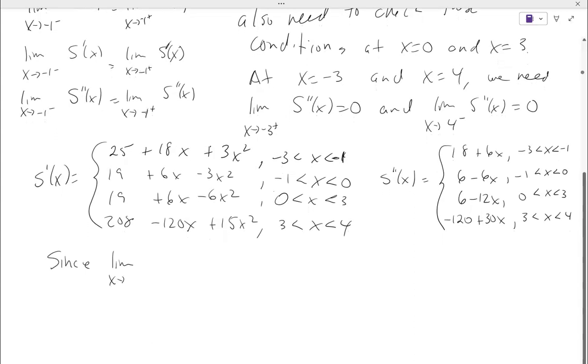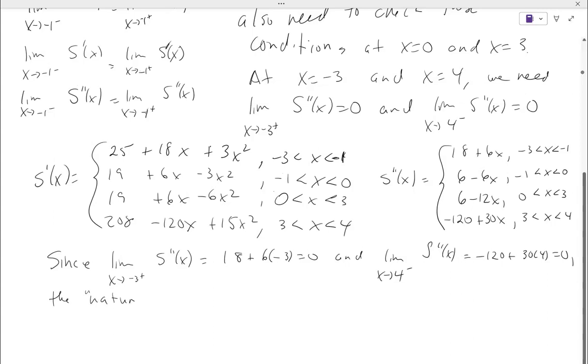Since the limit as x approaches negative 3 from the right, I think I said left when I said it, of the second derivative is 18 plus 6 times negative 3, that is 0. And likewise, as x approaches 4 from the left, the second derivative is negative 120 plus 30 times 4, which is also 0. The natural condition, I'll put that in quotes, is satisfied.